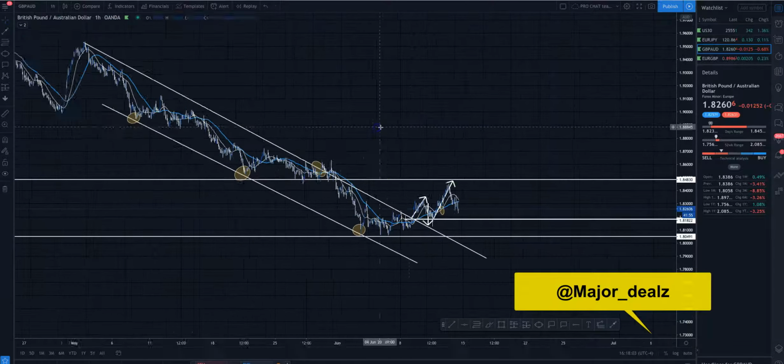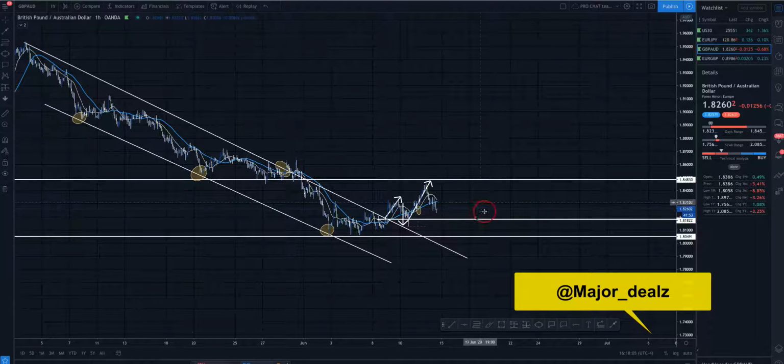That's how I do a top-down analysis. This is a pretty good strategy to get sniper entries, especially if you're looking to pass the FTMO challenge, right? Whether you're looking to get funded for 10,000, 50,000, 100,000, this is a great strategy or setup.